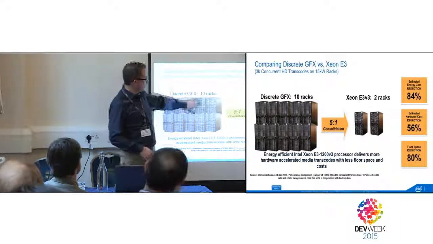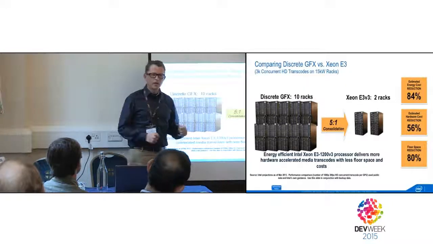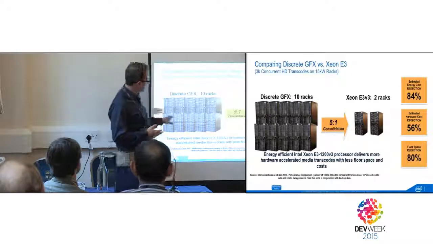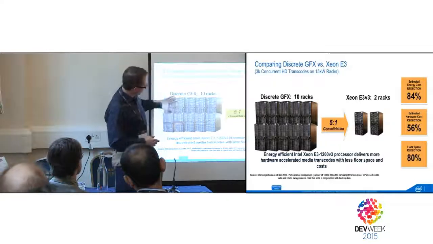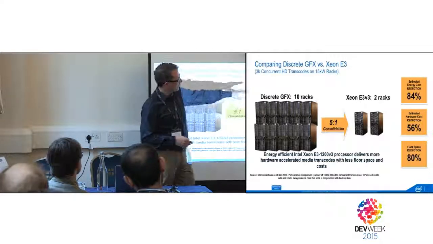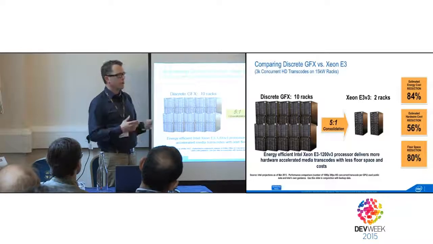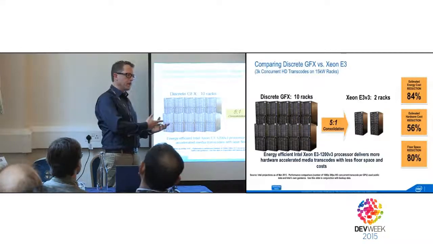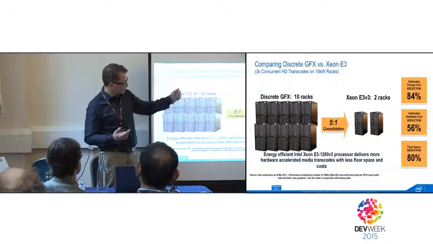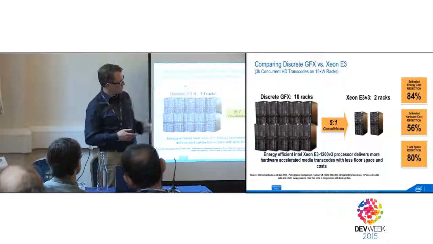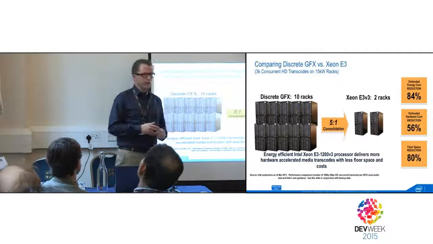The current state is you are using graphic cards on 10 racks of graphic cards. Right? It consumes a lot of energy, a lot of space. And if you move this to the Xeon E3 V3, which has integrated graphics, you can do a 5-to-1 consolidation. And that means you can use 84% less energy, right? So using C++ with enabling the hardware can really have actual benefits, right? So 84% energy reduction, 56% hardware cost reduction, and 80% floor space reduction. So I think that's a very good application of C++.